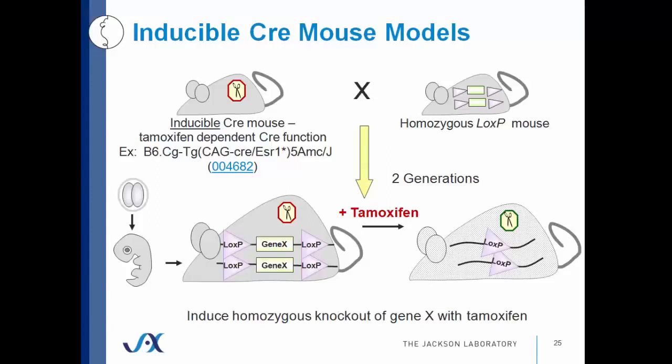So the breeding for the inducible Cre is exactly the same as a tissue-specific Cre. You cross the 2 strains together and then in 2 generations generate homozygous flox mice with the tamoxifen-inducible Cre. In those mice, they're going to be normal, but then when the mice are given tamoxifen, the Cre can then recombine and knock out that gene of interest.